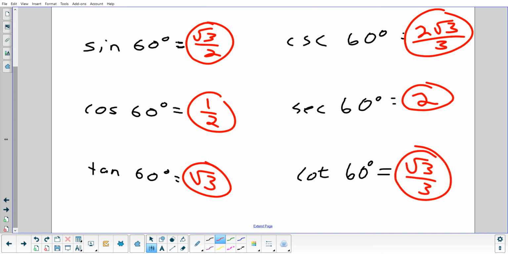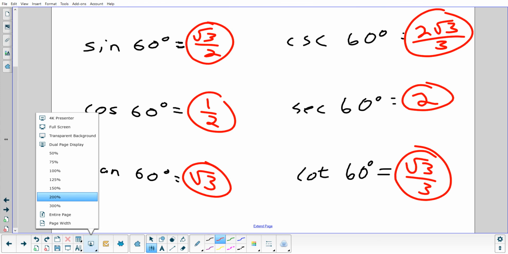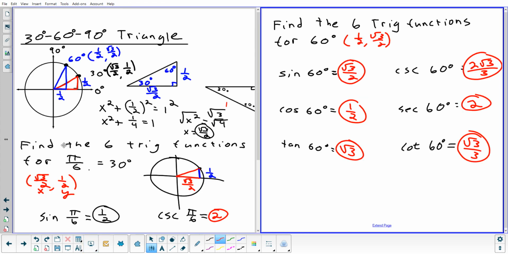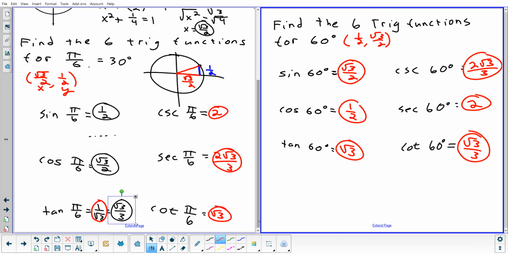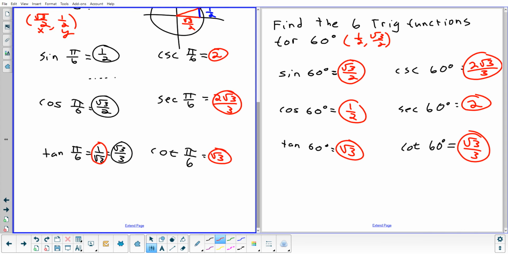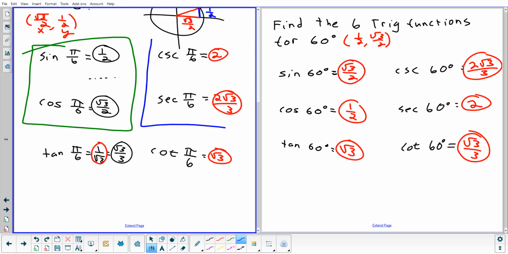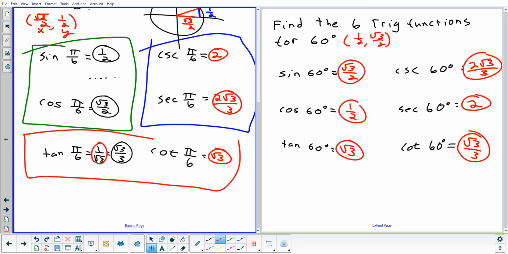Now, if you compare all those answers to the ones we just did, scroll down a little bit. These two answers switch places, the 1/2 and the root 3 over 2. These two answers switch places, the 2 and the 2 root 3 over 3. And those two answers switch places. But it's all the same answers we got for the 30, we got for the 60.